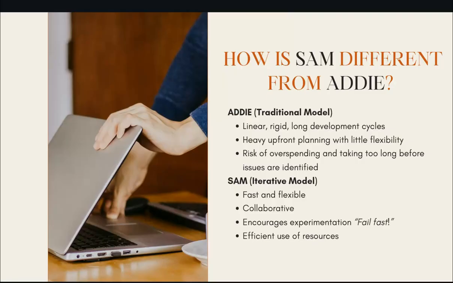You can also think of ADDIE as writing a book where you wait until absolutely everything is written down before you look at it to make any edits or adjustments. Whereas SAM would be like writing multiple drafts and trying to continuously refine as you go.